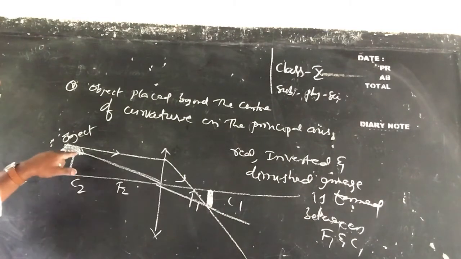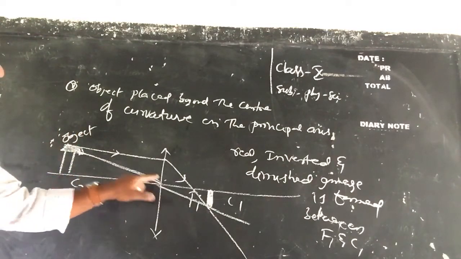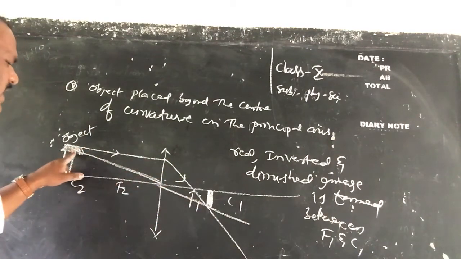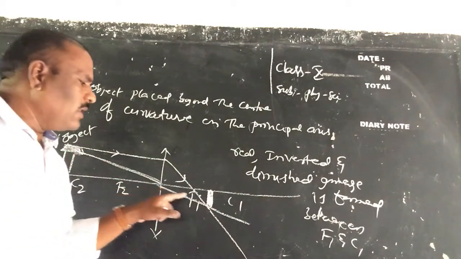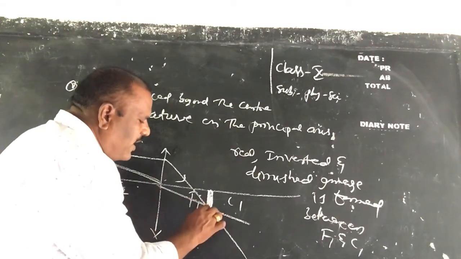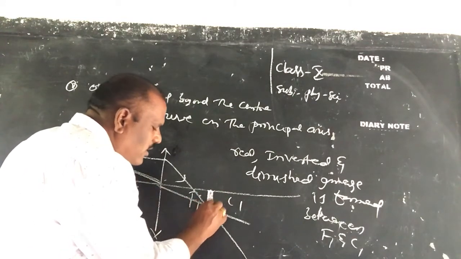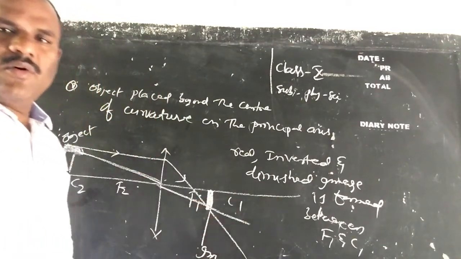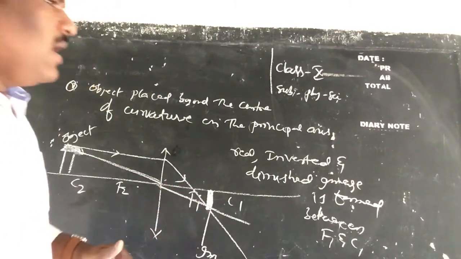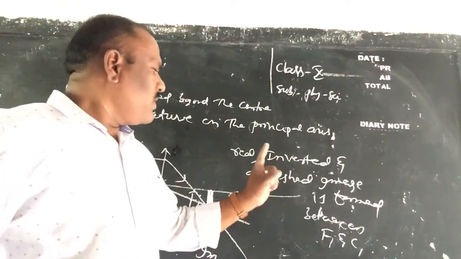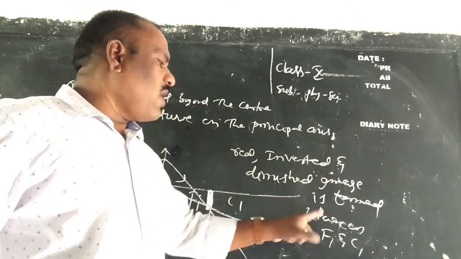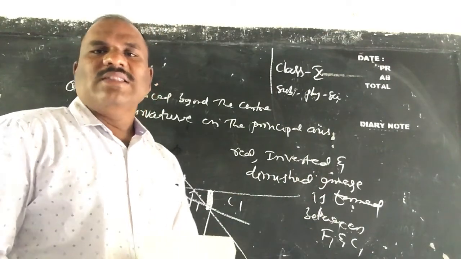Understand, children? So two rays we must draw. One is the ray passing through the focal point, the other is the ray passing through the optic center, and both rays will intersect. The place where they intersect is called the image of the object, children. So this is the second one, and the characteristic of the image is a real, inverted and diminished image formed between F1 and C1.